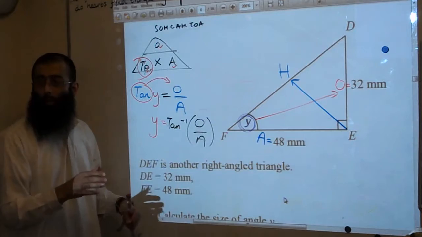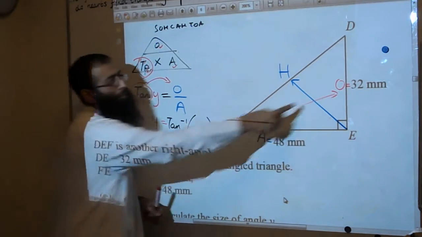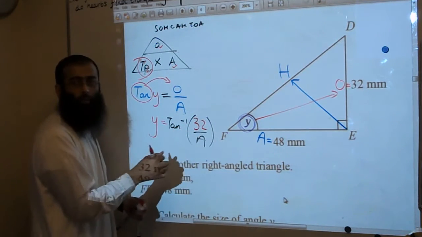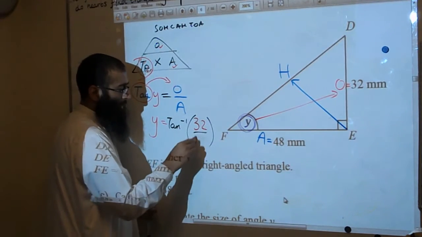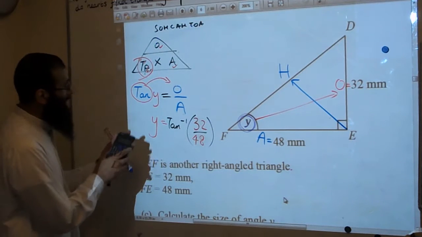So what I'm going to do now, I'm going to cheat a bit. I'm just going to rub off the O. Okay, I'm putting the value of 32. You can't rub off your O unless you're using pencil. Then rub off the A. I'm putting the value of 48. So now I'm going to go through with you the calculator buttons. So I want everybody to do the same, please.